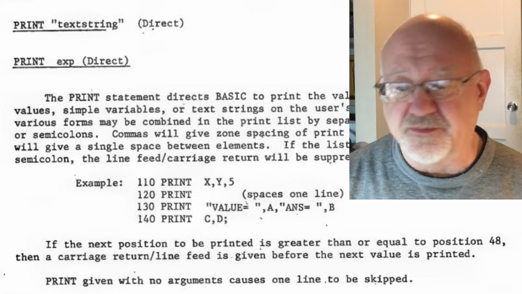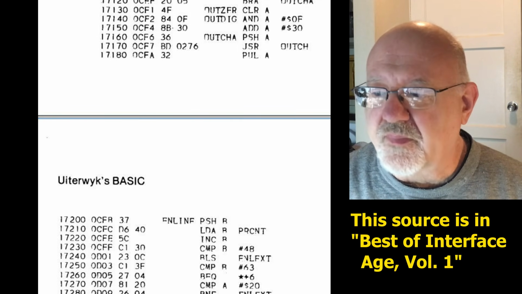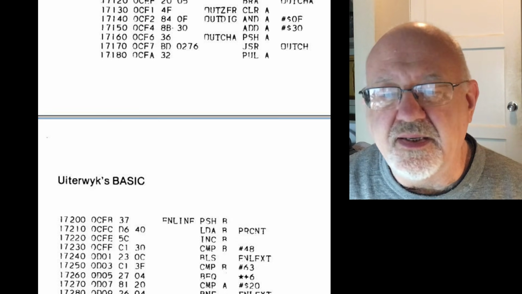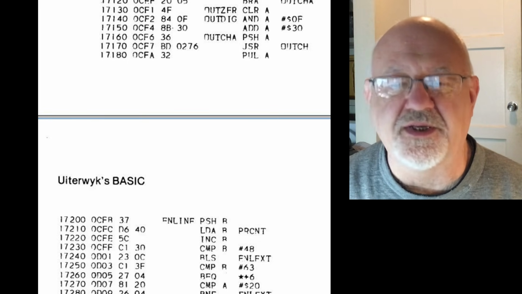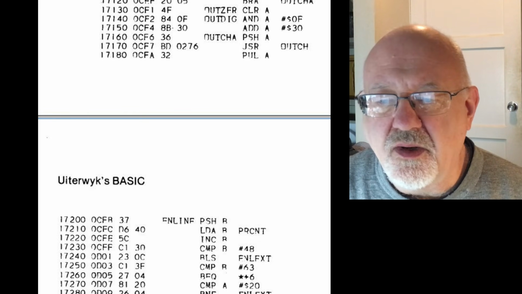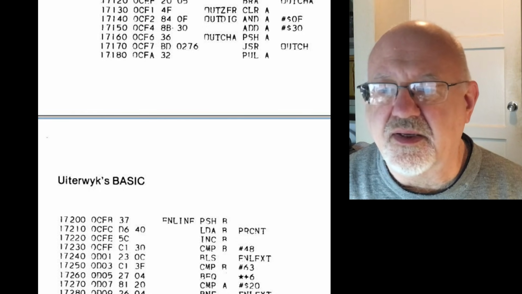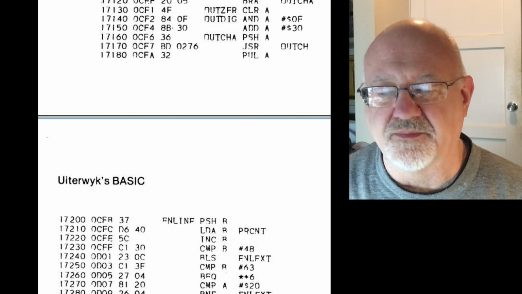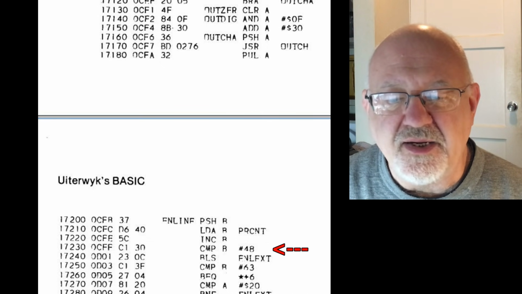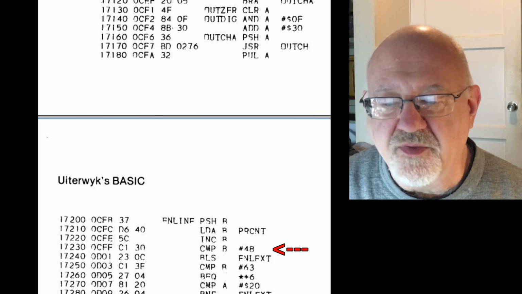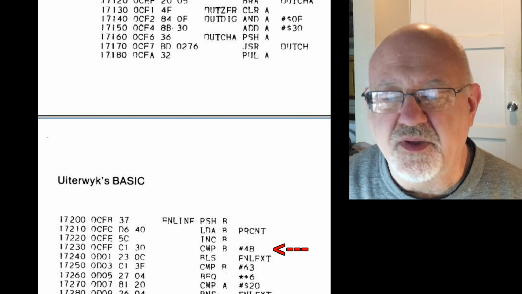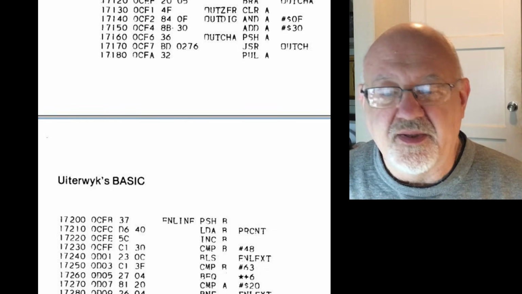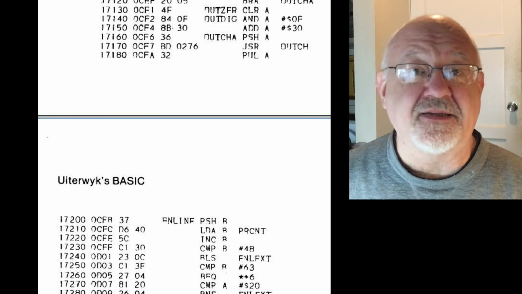Luckily, we have the source code. So let's take a look at that real quick. Here we are in the output area of the print routine. And what we have here is, let's see, we are looking for, right down here, finish line, and we're looking for the compare register B to the decimal number 48, or hex 30. That's our 48th spot that we're checking for.